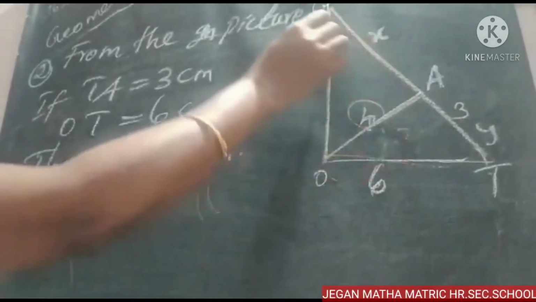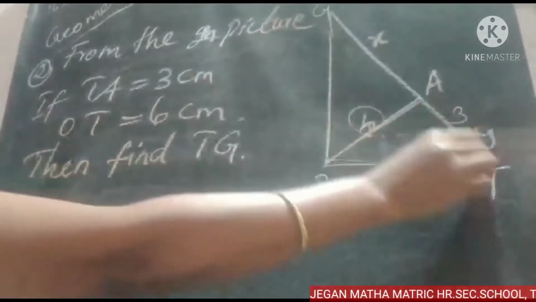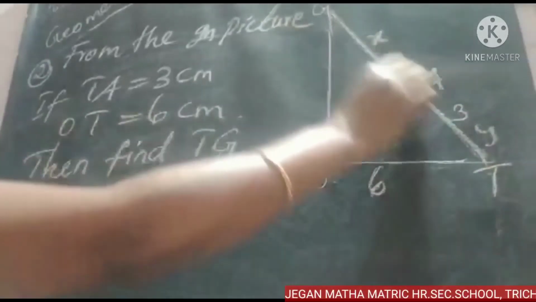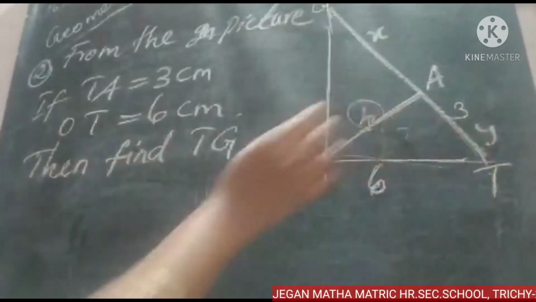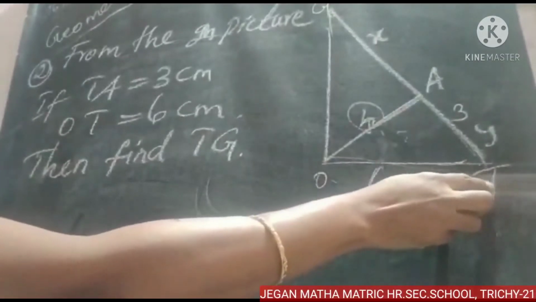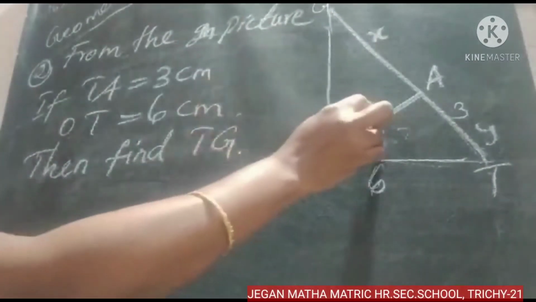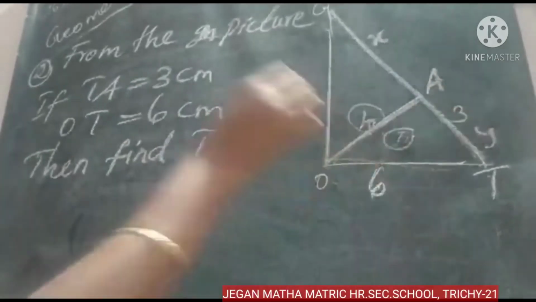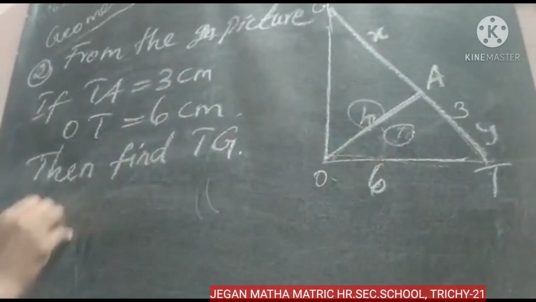After that they are asking the length of TG. In this big triangle, you have to find the hypotenuse of the big triangle, the value of TG. But first, take the small triangle, and you can find this H value by the Pythagoras theorem.